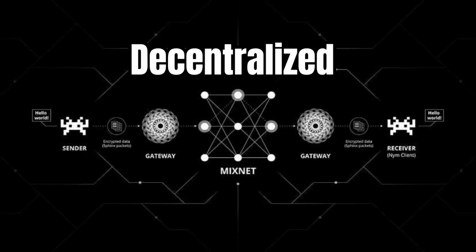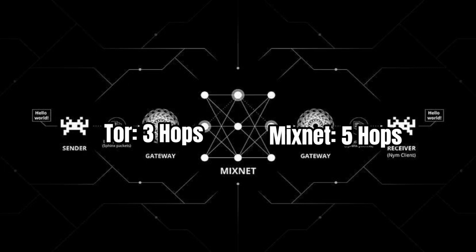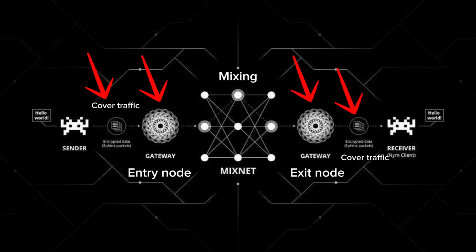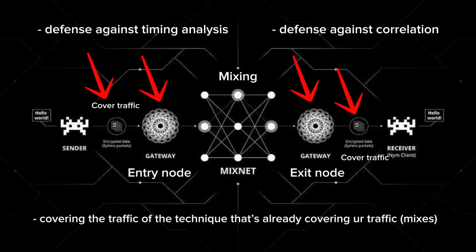Mixnet is a decentralized, anonymous peer-to-peer network. It's an overlay network just like Tor. Tor has 3 hops, but Mixnet has 5. How Mixnet works is that when you connect to Mixnet, it covers your traffic as you're going to the entry node. So you have the entry node, you have the exit gateway, and in between them, it mixes your traffic. It delays the time of the mixing of this traffic. It mixes your traffic with 3 mix nodes, and even while it's doing this, it's hiding the traffic while hiding the traffic.